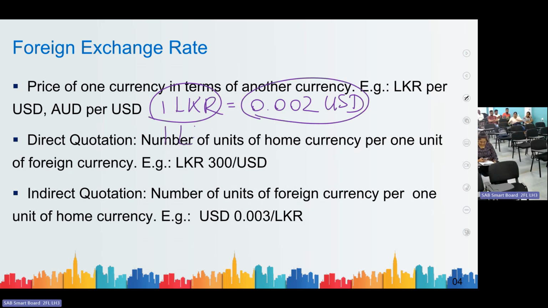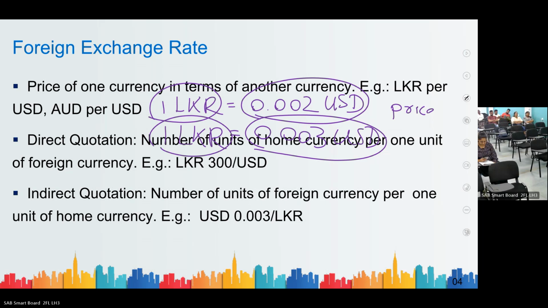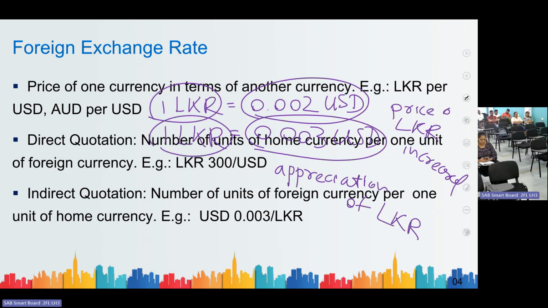If one LKR becomes 0.003 USD, then what has happened to the price of LKR? The price of LKR has increased. That is, now LKR is more valuable. That is an appreciation of LKR. When one currency appreciates, the other currency in the exchange rate depreciates.